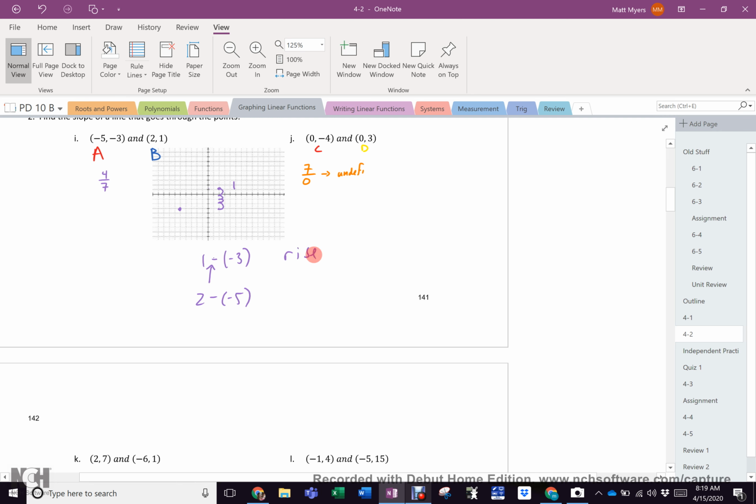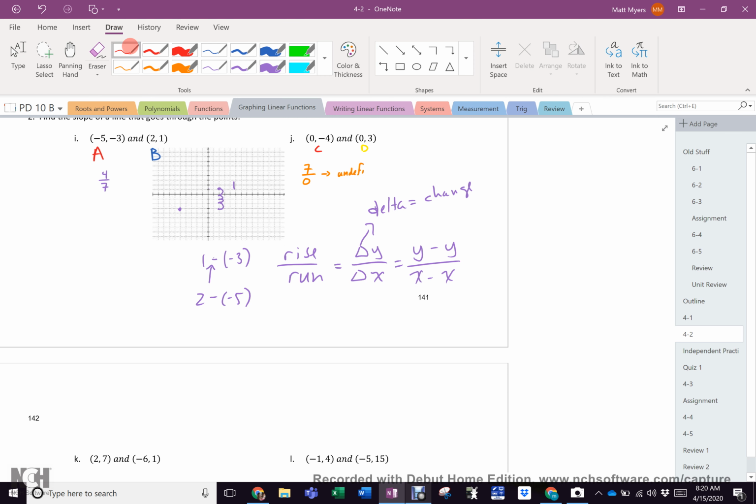So rise over run is also the change in y divided by the change in x. That symbol is called delta, and it means change. So what math tells me the difference between two numbers? It's one y minus another y, over one x minus another x. Now, in math, if I do y minus y, I just get 0. So I can't call it just y. I call it y2 and y1 and x2 and x1.